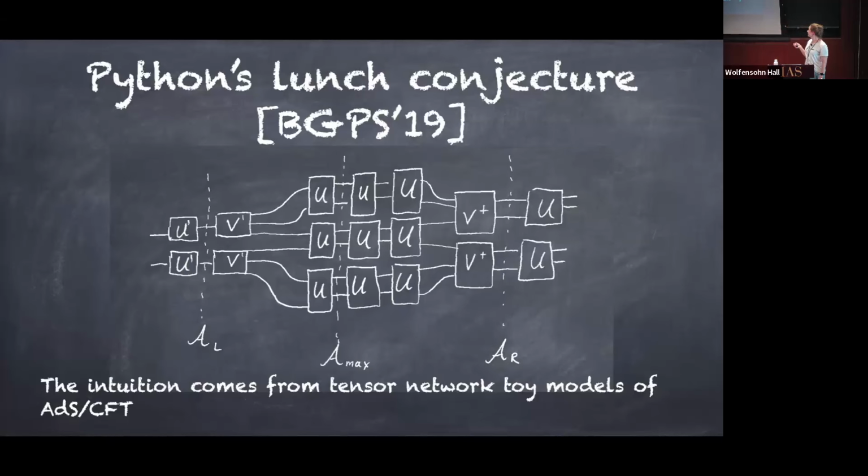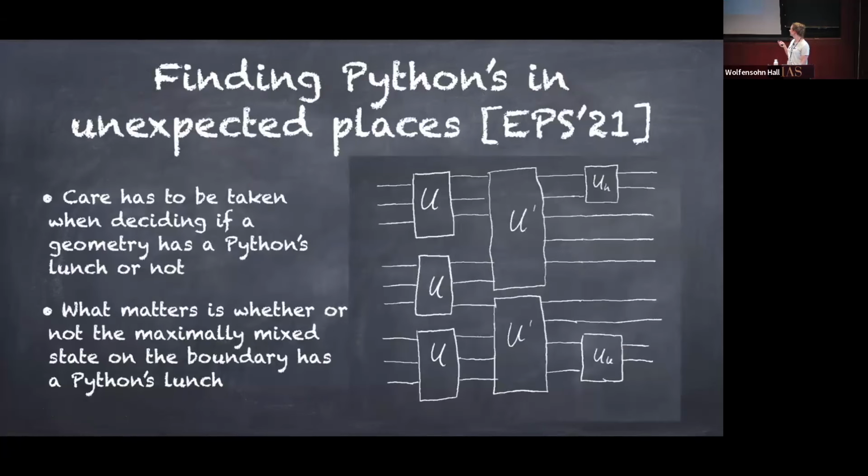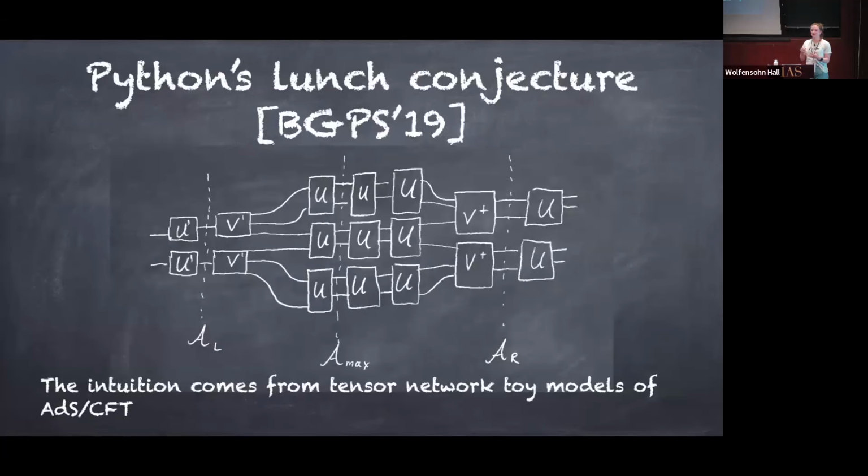So the idea is that these post-selections will fail with high probability, and that means you'll have to run this circuit many, many times in order to get the output you're looking for. And that means that when you have these shrinking geometries, you shouldn't expect to be able to implement this circuit efficiently. Okay, so this is the intuition behind the Python's lunch conjecture.